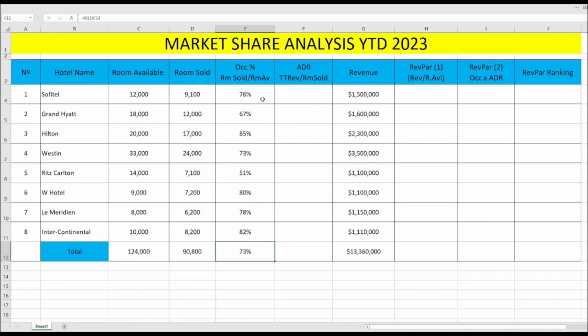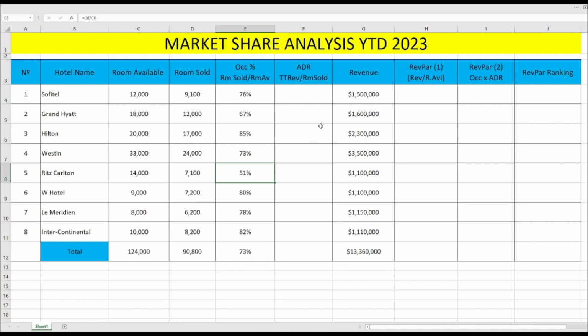From this report, you will see which hotels have the highest occupancy. Number one is Hilton. Hilton got 85%, followed by Intercontinental 82%, and number three is Le Méridien at 78%, and the lowest occupancy is Ritz-Carlton having 51% occupancy. Okay, let's continue.